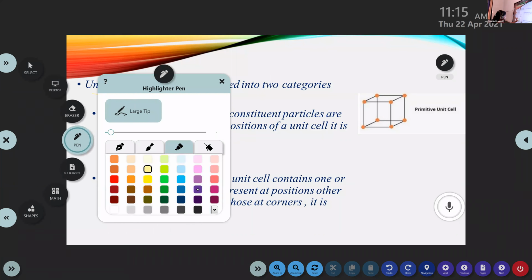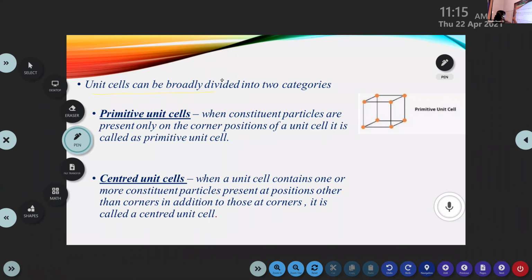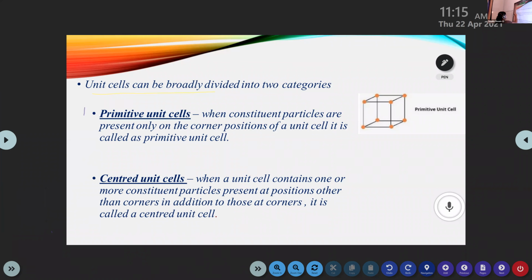First one, the primitive unit cell. And the second one is the centered unit cell. Primitive unit cell and centered unit cell, these are the 2 types of unit cell. This is just a broad division. Again, the centered unit cell is divided into different types. So first of all, unit cells can be broadly divided into 2 types, primitive unit cells and centered unit cells.